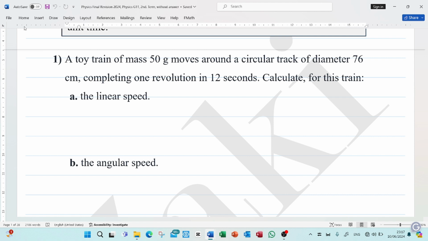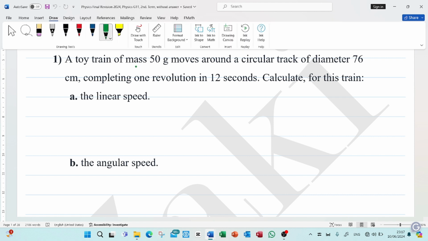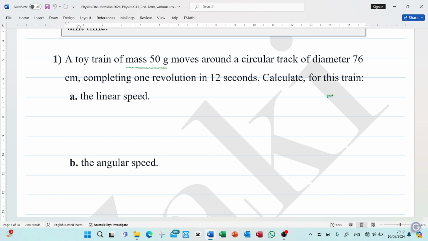We write the given here. Mass, so this is M, equals 50 gram. We convert it to kilogram, divide by 1000, so it will be 0.05 kilogram. Circular track of diameter, so this is the diameter, equals 76 centimeter. We know that the radius is half the diameter, so we divide by 2. Then the answer is 38 centimeter. We convert to meter, divide by 100, so it will be 0.38 meters. So this is the radius.